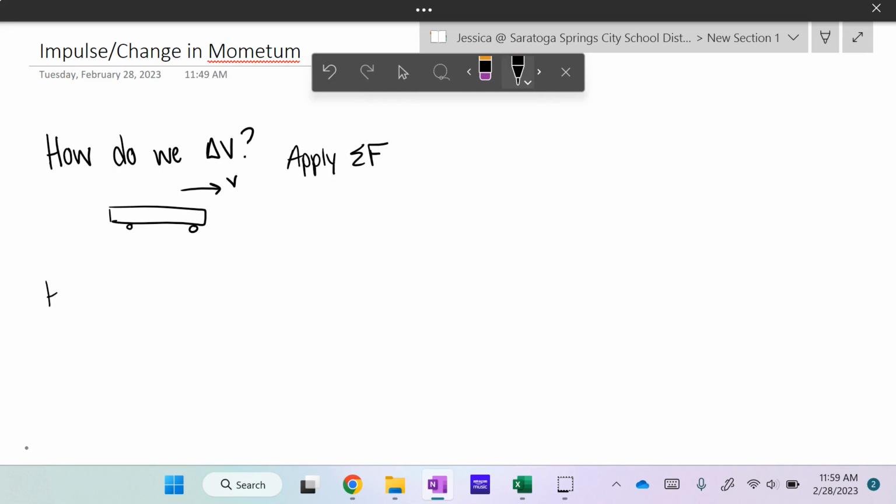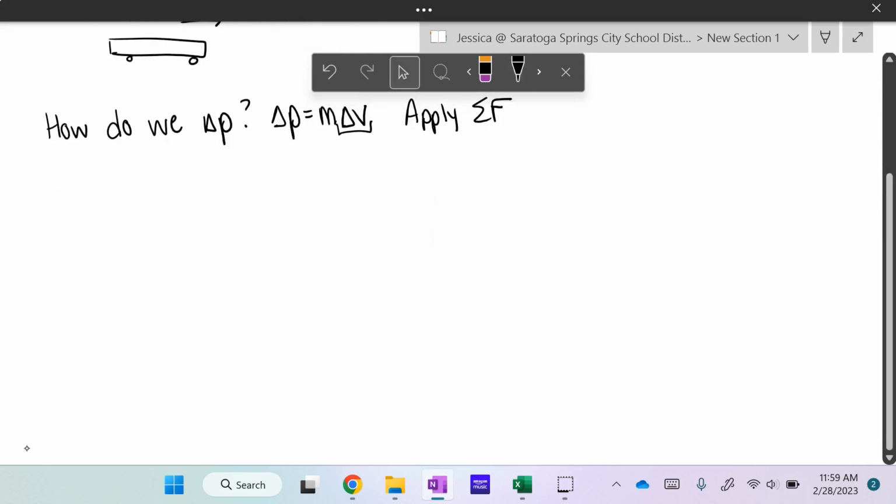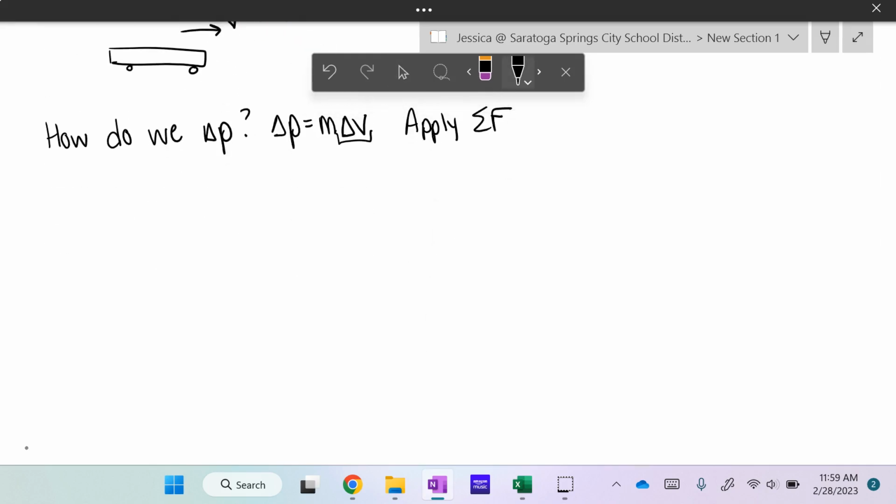Okay? So how do we then change momentum? Well, if I'm changing momentum, what's really changing is my velocity. So how do I change velocity? Well, I apply a net force. So what that tells me is if I want to change the momentum of an object, I need to apply a net force. So let's see what else the change in momentum might depend upon.